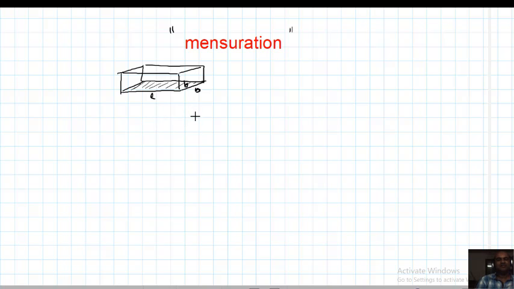This is a cuboid. How to find its total surface area, lateral surface area, and volume, everything. Already you know that. I just want to write. LSA, lateral surface area of a cuboid. Lateral surface is just like the four walls of a room. 2h into (l plus b) square units.